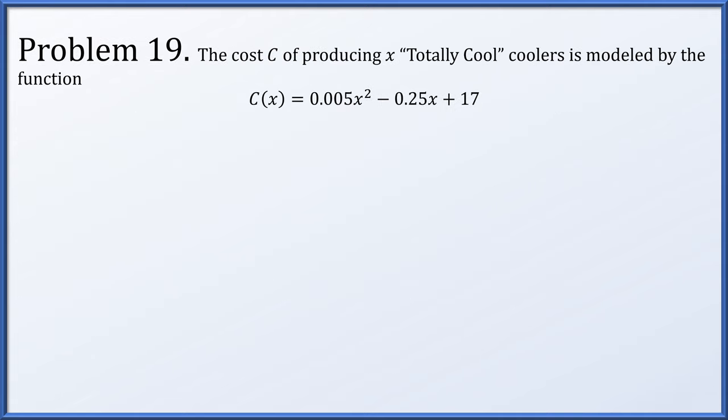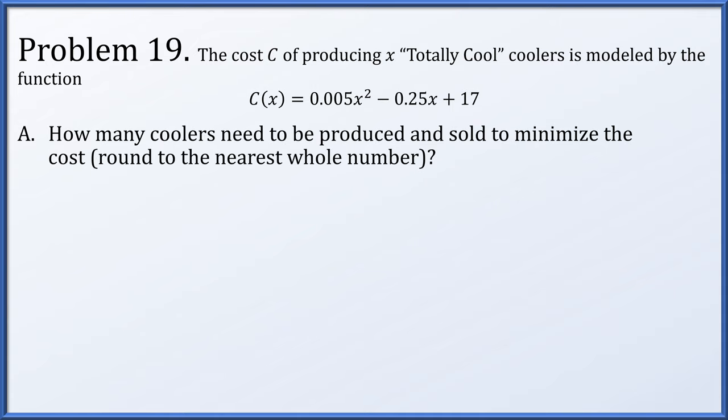All right, problem 19. The cost C of producing x coolers is modeled by the function C of x is 0.005x squared minus 0.25x plus 17. We're asked to find how many coolers need to be produced and sold to minimize the cost, and round it off to the nearest whole number because it is a quantity of how many coolers.